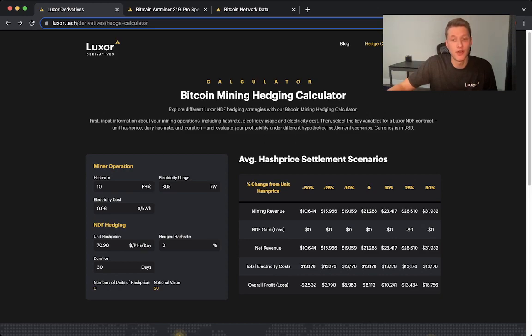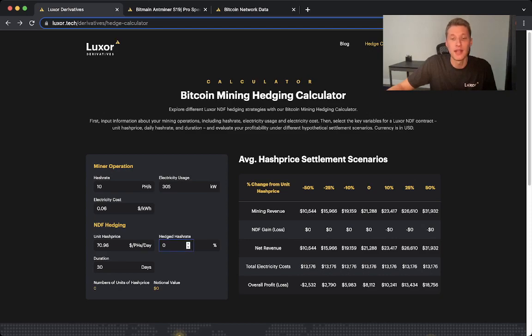Now, the overall profit shows you your mining revenue less total electricity costs. You can see how in this unhedged scenario, a miner would do very well if hash price were to rise, getting $18,756 profit if hash price were to rise 50% above $70.96. However, our miner would experience a $2,500 loss if hash price were to fall 50%.